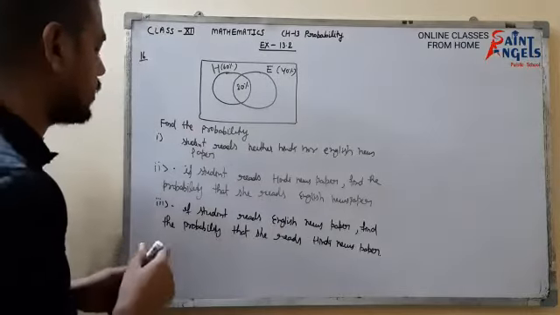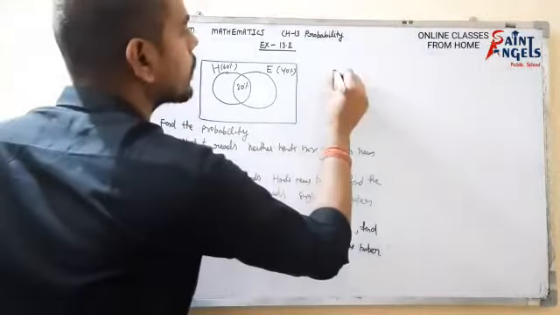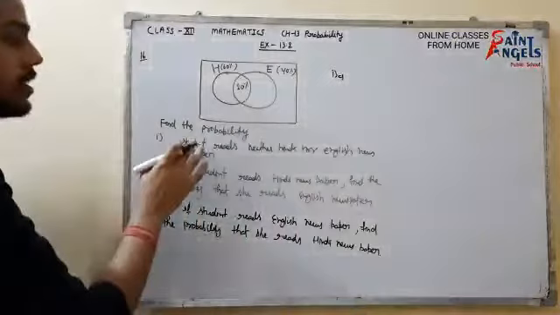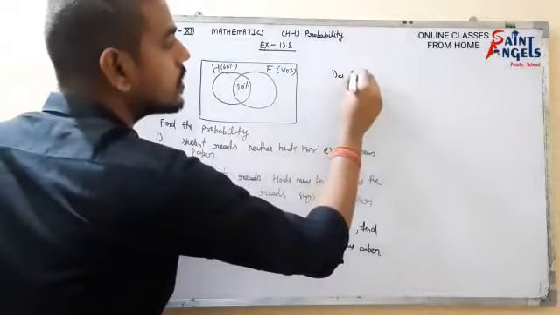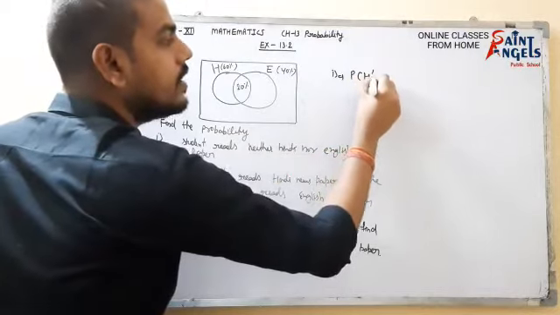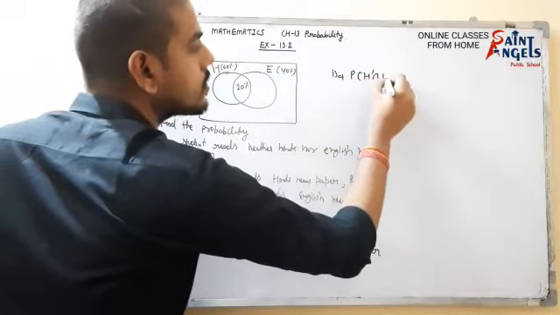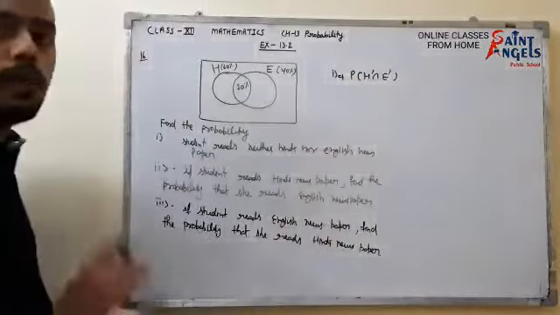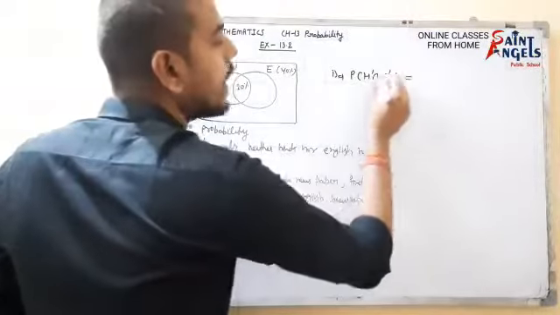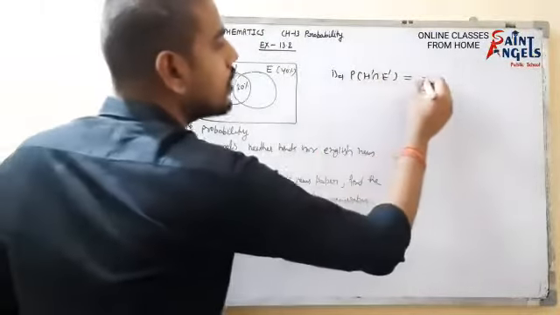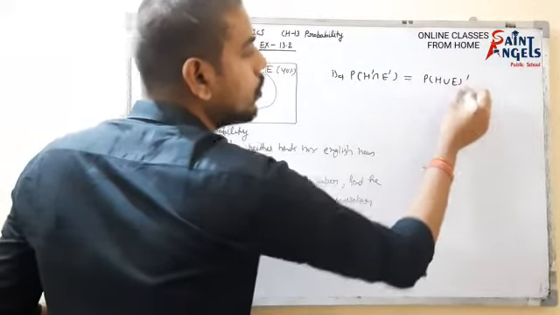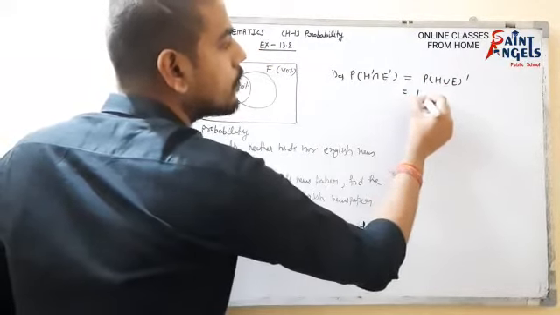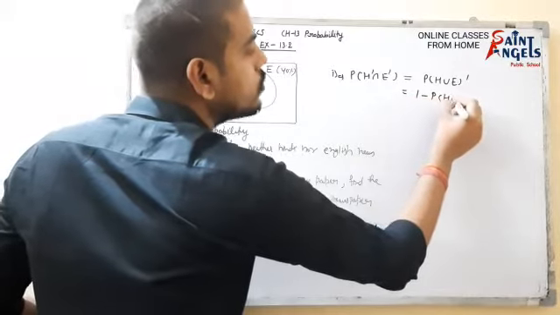Okay, so the first part. What do we have to find? Students who read neither Hindi nor English. We have to find that. So by De Morgan's law, we know that P(H' intersection E') is equal to the probability of (H union E) whole complement. And that would be equal to 1 minus P(H union E).